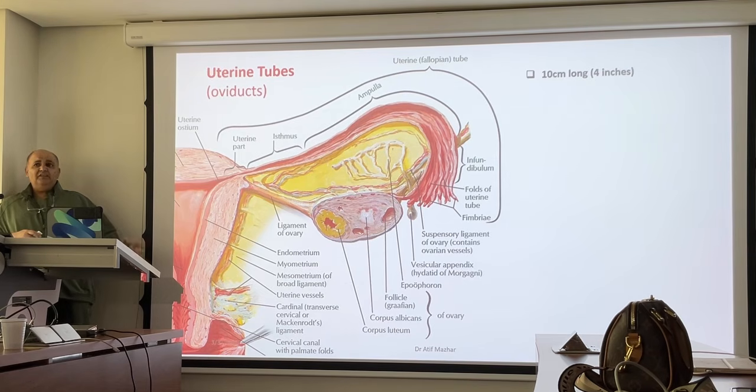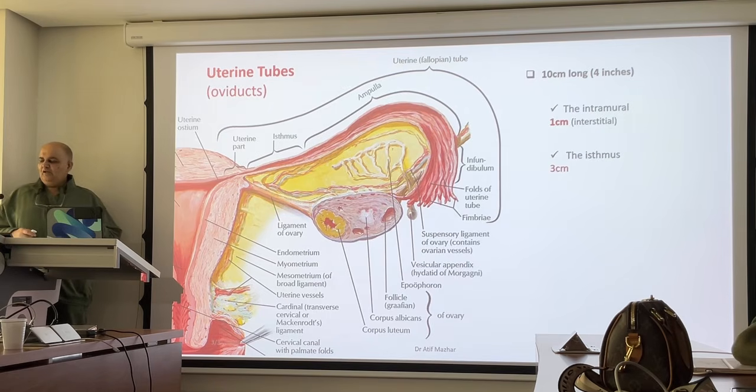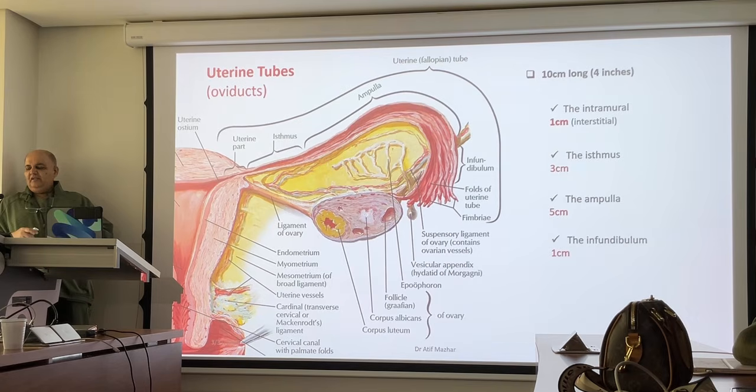Now, if you look at the ovarian tube or fallopian tube, it's around 10 centimeters long and it has different parts. The intramural part, when we use the word intramural, means inside the uterus. Then the isthmus, around 3 centimeters, the ampulla 5 centimeters, the infundibulum 1 centimeter, the fimbria, and this is the arterial supply. You saw that the tubes are supplied by both ovarian and uterine arteries. Guys, don't make any mistake. Blood supply of the tube, both arteries.